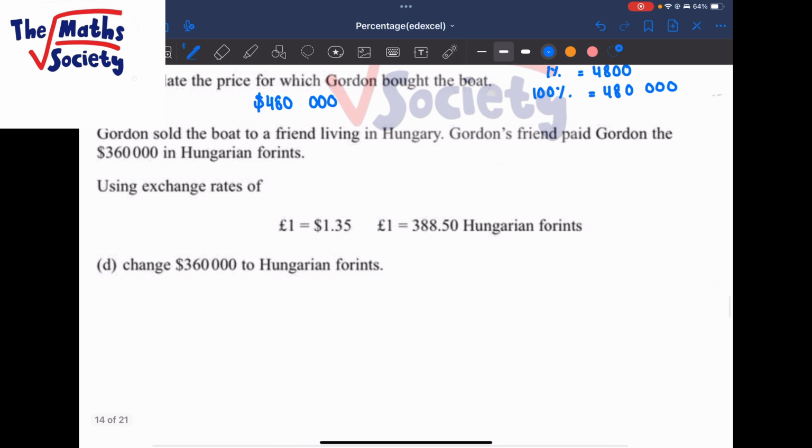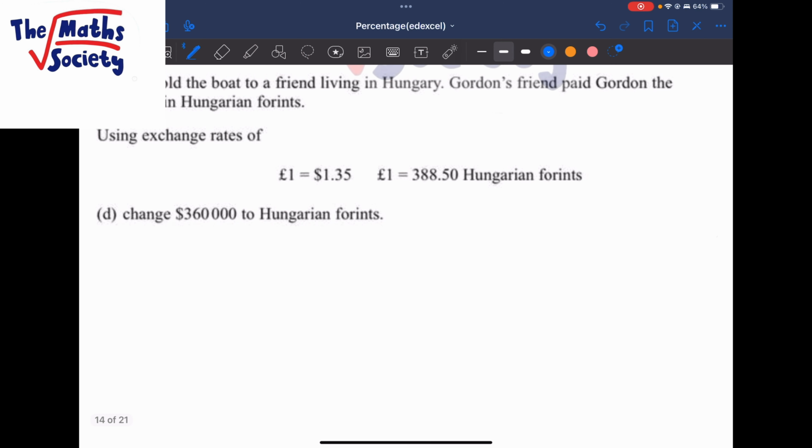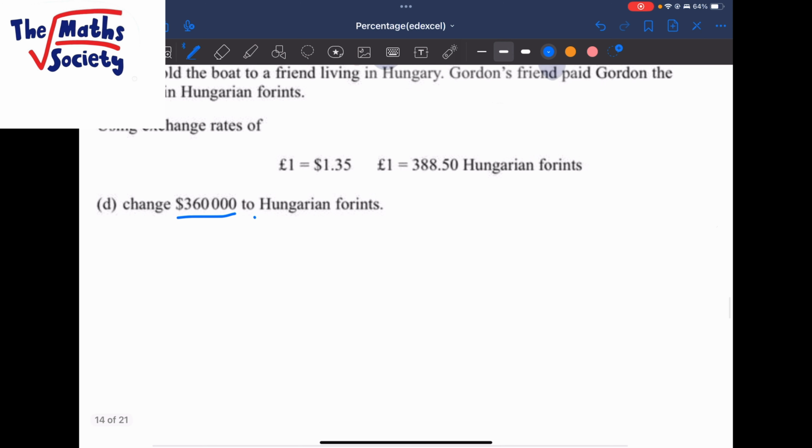It says that he sold the boat to a friend living in Hungary. Gordon's friend paid Gordon 360,000 in Hungarian forints. Using the exchange rate, we need to change 360,000 to Hungarian forints. First, we have dollars, so we have to change it to pounds first. So that would be 360,000 divided by 1.35. So we will get 800,000 divided by 3. So this is in pounds.